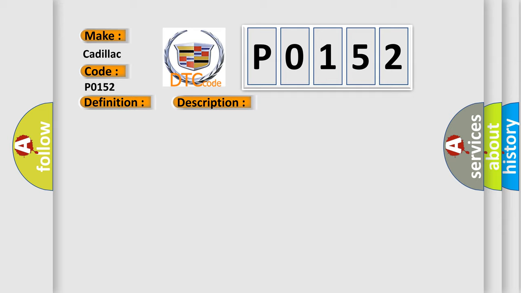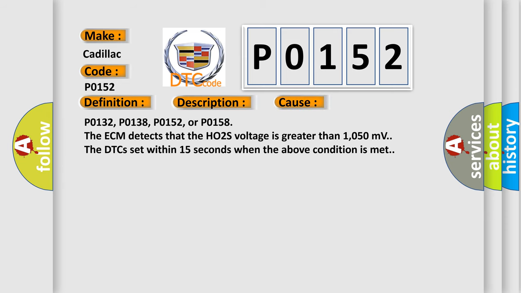DTCs P0137 and P0138 run continuously when the above conditions are met for 2 seconds. This diagnostic error occurs most often in these cases: P0132, P0138, P0152, or P0158. The ECM detects that the HO2S voltage is greater than 1050 mV. The DTC is set within 15 seconds when the above condition is met.